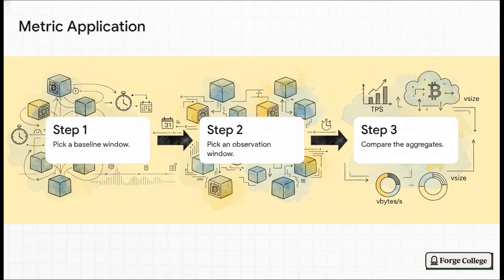Step 1, pick a baseline window. Say 7 days of data right before a major shift or upgrade. Step 2, pick an observation window of the exact same length after the change. And step 3, compare the aggregates. You want to look at your average TPS, your average vbytes per second, and most importantly, the average virtual size, or V size, of the transactions themselves.